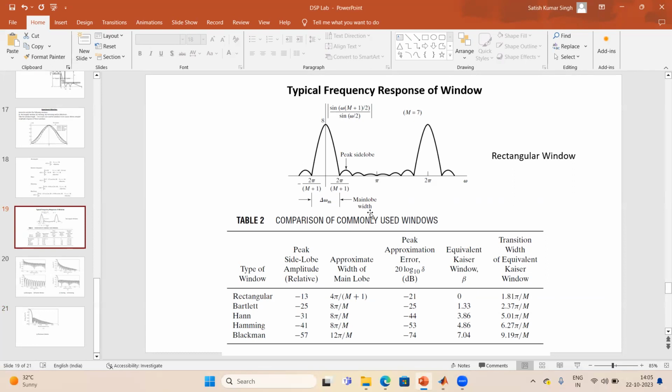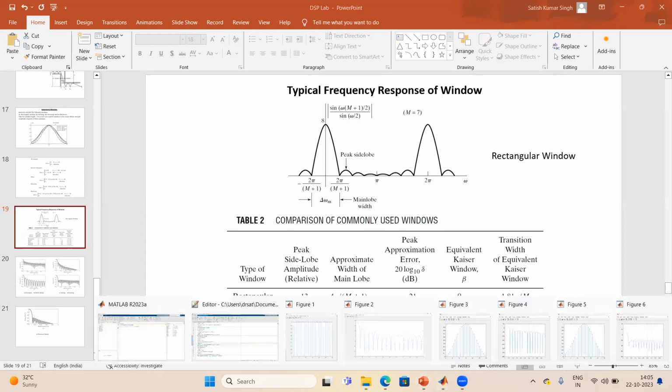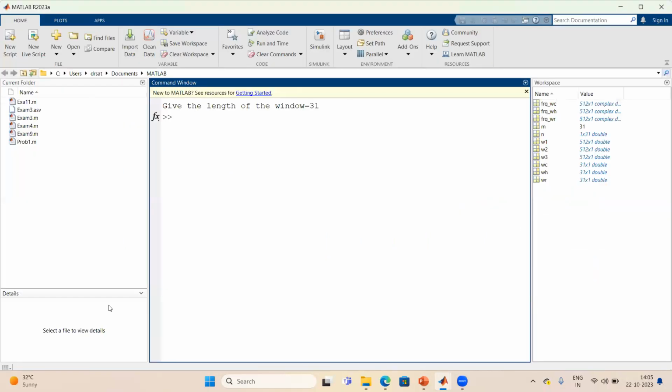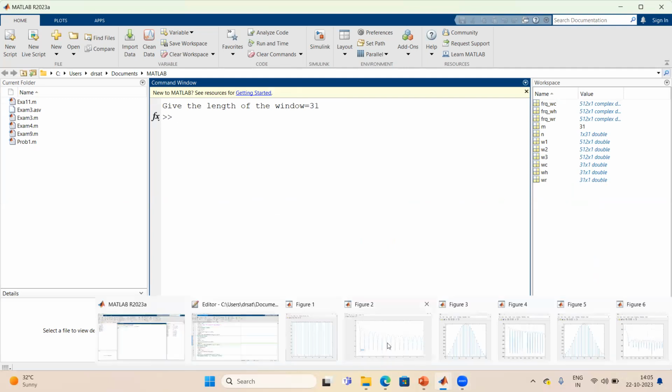Just try to do this small calculation. Because capital M we have taken equal to 31, it will be 2 divided by 32. So this result will come out as 0.0625. Here we can see the same thing: this particular frequency should be near about 0.0625. Here this value is coming out as 0.064, so around 0.0625 it should come, meaning it should be the width of that particular main lobe.